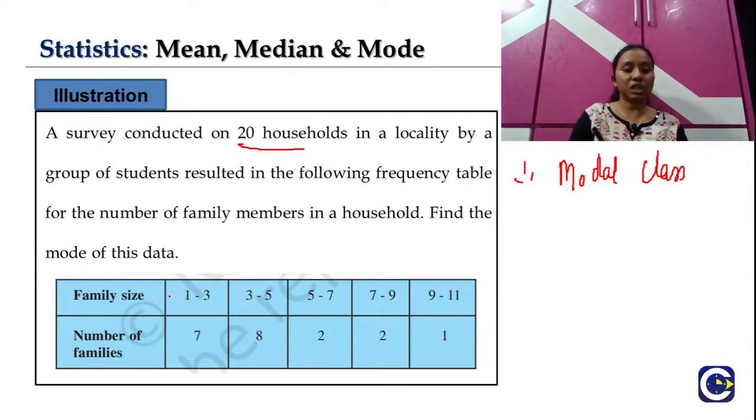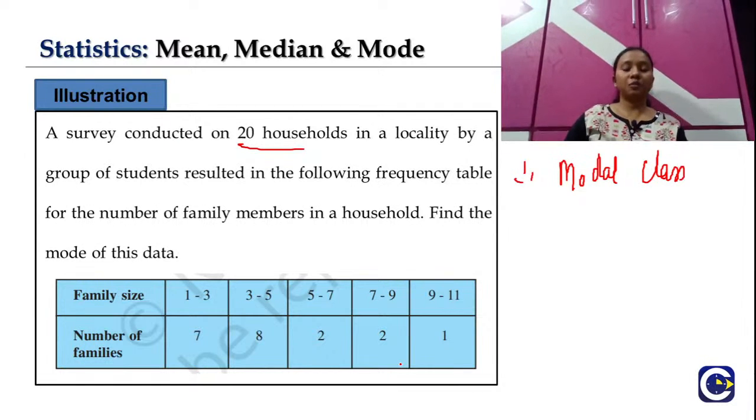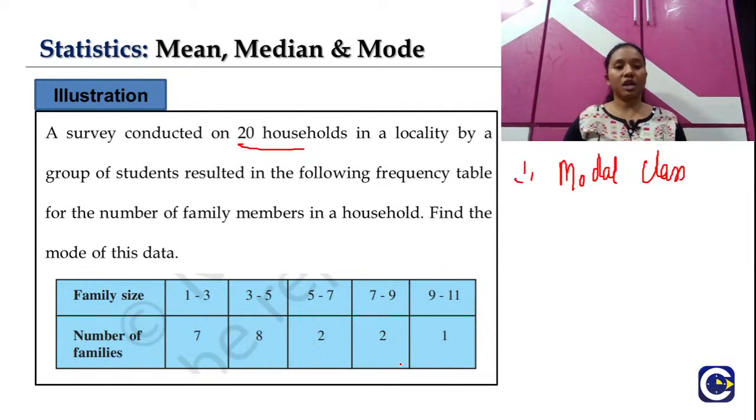So the family size here is 1 to 3, 3 to 5, 5 to 7, 7 to 9, 9 to 11, and the corresponding number of families, which is the frequency, is 7, 8, 2, 2, 1. In order to find the mode of this given data, the first step is to find the modal class. So how will we find the modal class? The class which has the highest frequency is considered to be the modal class.